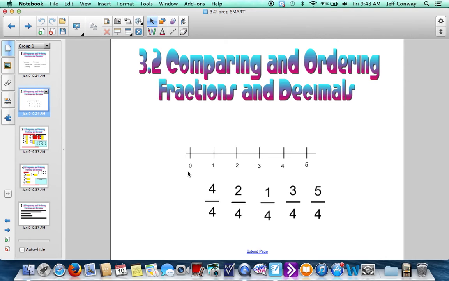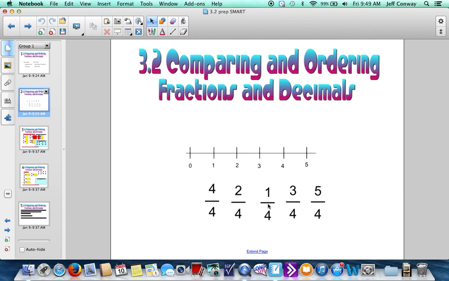So first things first, we have a number line here. We have 0 to 5, and then we have 5 fractions. We have 1/4, 2/4, 3/4, 4/4, and 5/4. So we look here, and then we would need to put them on the number line where they would go, in the order that they would go.